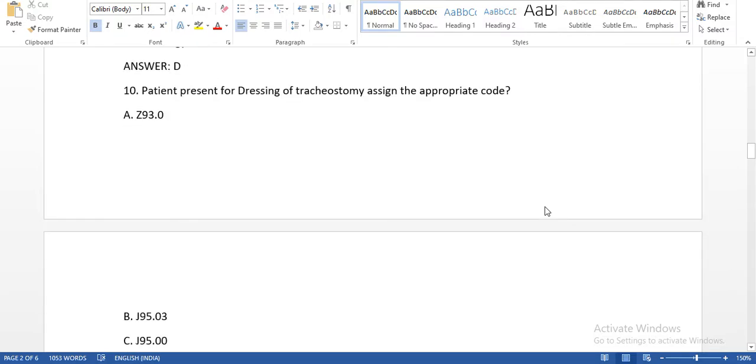So our next question, 10th question, patient presents for dressing of tracheostomy. Assign the appropriate code.